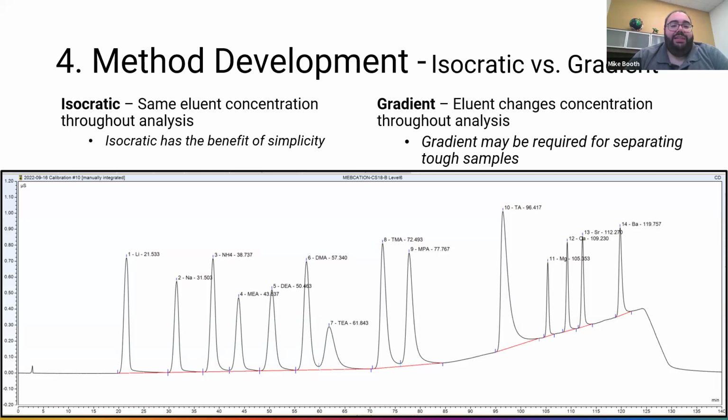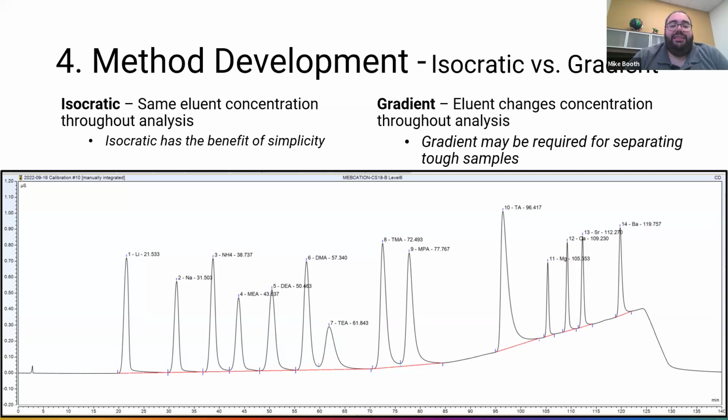And the main benefit to that is simplicity. I prefer those methods because you don't have to have as complicated hardware. And if you're troubleshooting, the simpler your IC system is, the faster you can troubleshoot and figure out what's going on. But sometimes isocratic methods are just not going to be suitable for your application.